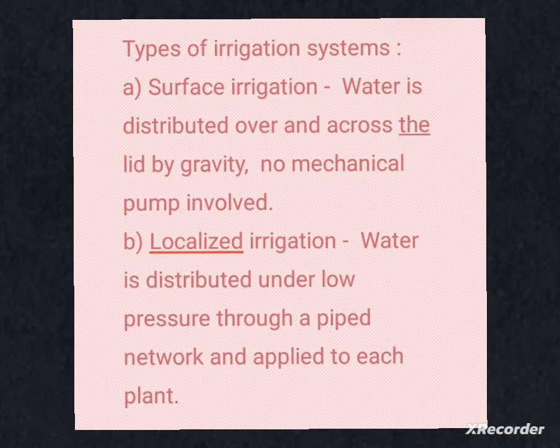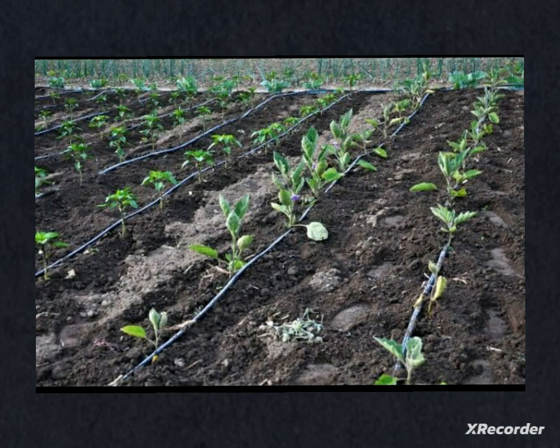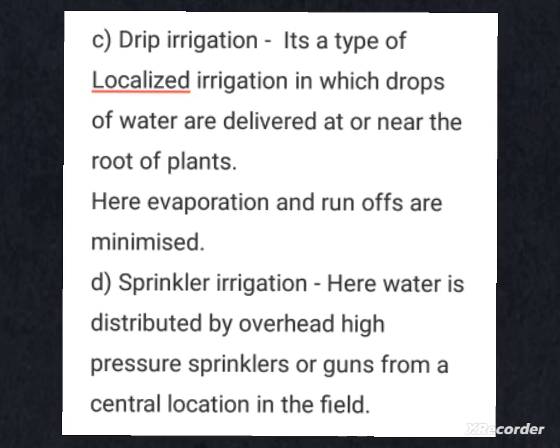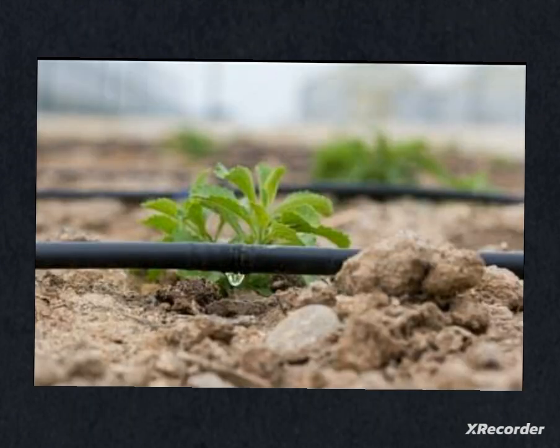The next one is localized irrigation. Here water is distributed under low pressure through a piped network and applied to each plant. The next one is drip irrigation. It's a type of localized irrigation in which drops of water are delivered at or near the root of the plants. In this type of irrigation, evaporation and runoffs are minimized.